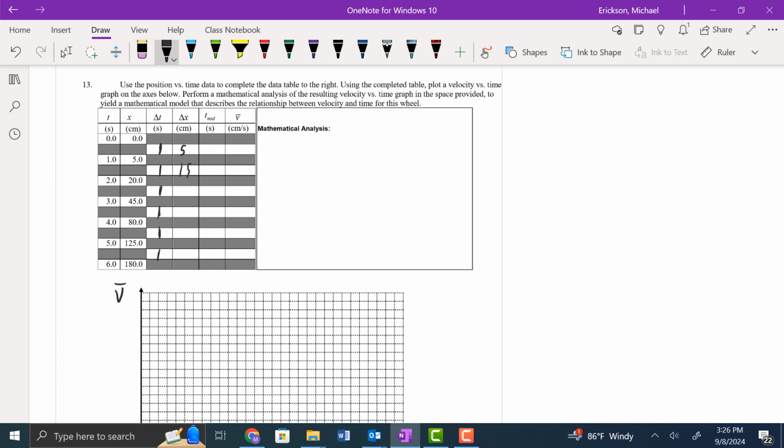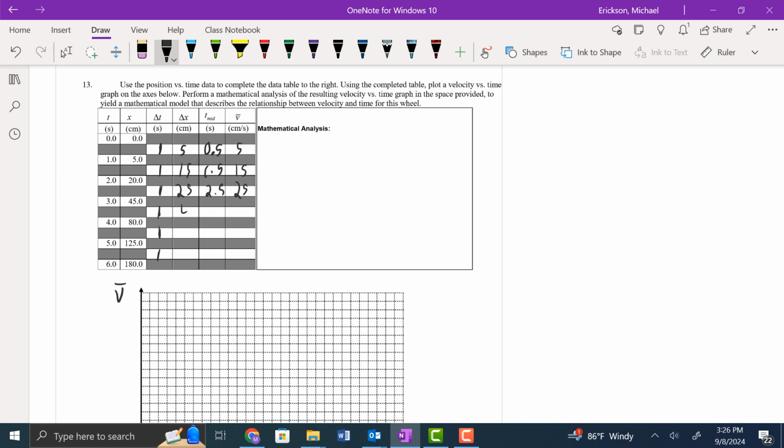Now, t mid is just whatever's halfway between here. So in this case, it's 0.5. In this case, it's 1.5. In this case, it would be 2.5. You go all the way down. And then the average velocity is going to be the delta x divided by the 1 there. So you can work that out and go all the way down. I'll let you figure out what that would be for all of these. It shouldn't be too hard.